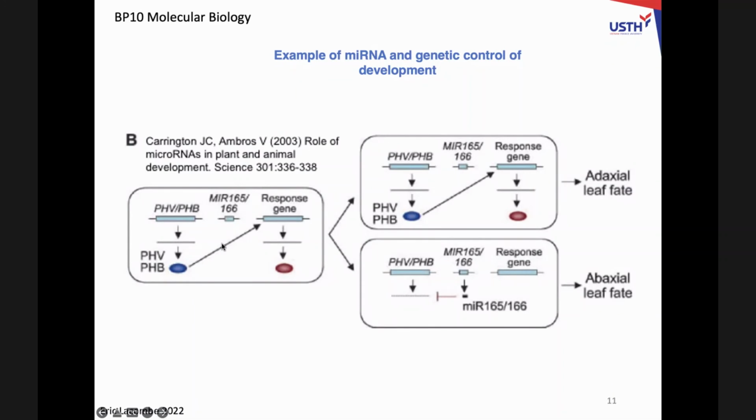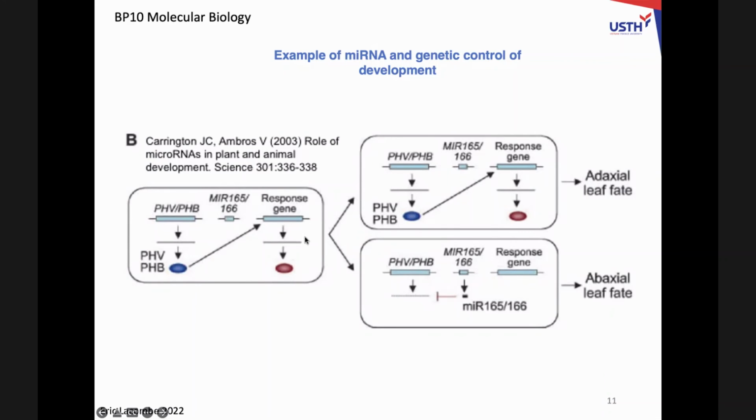It's called PHV. At the beginning, before differentiation in different cell types, this transcription factor is transcribed and translated, so the protein of this transcription factor is present. This transcription factor can recognize the promoter of the response genes, okay? And it recognizes the promoter of the response genes, which are going to be transcribed and then translated.